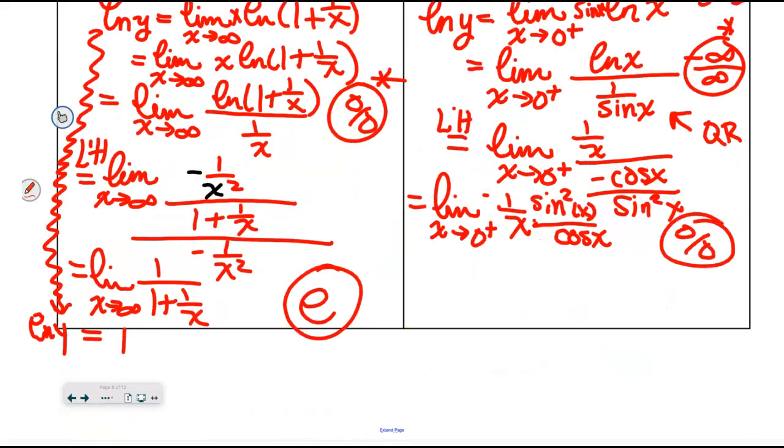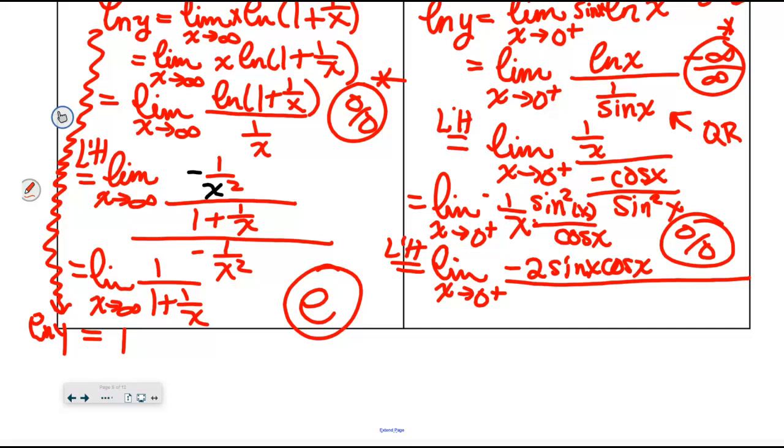But that's okay. I just need to do it again. I'm still taking my limit. I have to use L'Hopital because I got an indeterminate form. My infinity over infinity cleaned up to 0 over 0. But watch, my derivative's fairly nice. What's the derivative of sine squared? 2 sine x cosine x, right? And then a negative over it. What do you think I have to use on the bottom? Product rule. Very good. First, d second plus second, d first is 1.